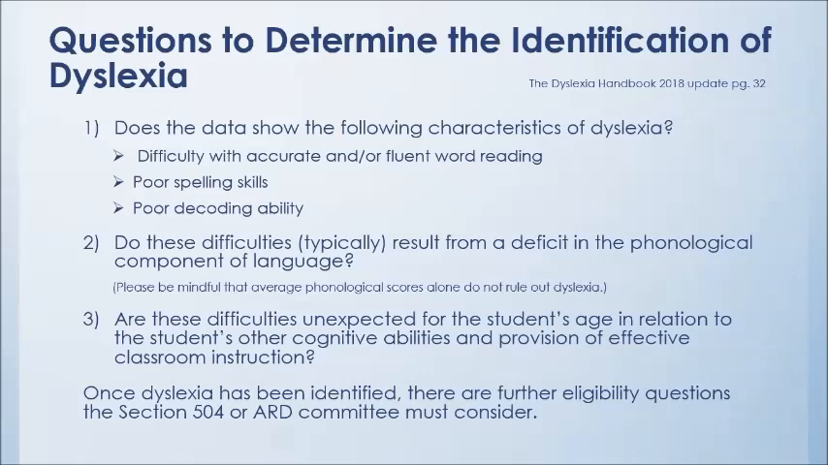Question 3, are these difficulties unexpected for the student's age in relation to the student's other cognitive abilities and provisions of effective classroom instruction? Once you've answered this question, the question is, what program are you going to recommend the child to be assessed in? Through the Section 504 program or through the IDEA program, in which an ARD committee must be considered.